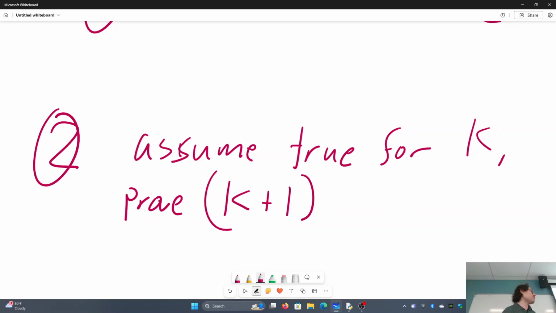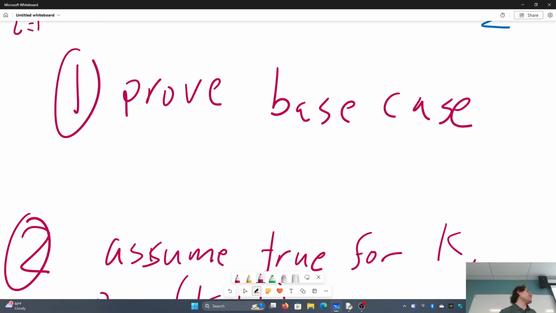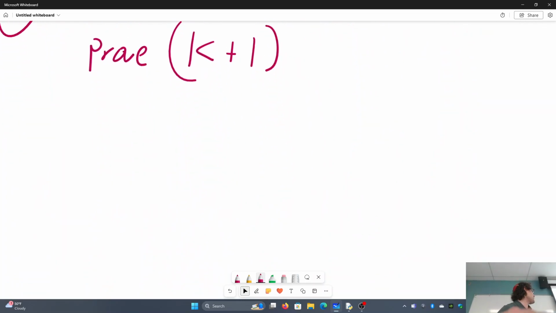The reason is that it's going to work like dominoes. We've proven it works for 1. And if we can show, by using that it worked for 1, that it works for 2, then we've proven 2. That would show that 2 proves 3, 3 proves 4, 4 proves 5, 5 proves 6, and so on and so forth. So the idea here is that we're assuming true for k, and we're going to prove k plus 1.